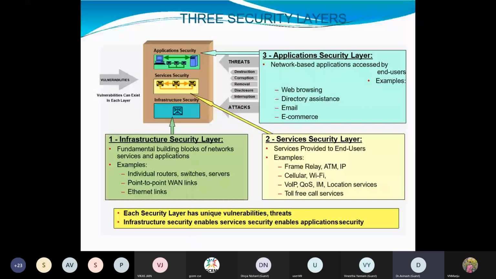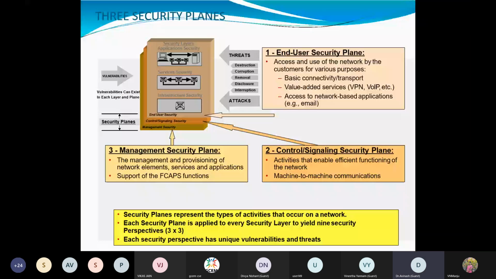Now, this we have already discussed, that is the three security layers. Now we discuss the three security planes. First plane is called the end user security plane. The second plane is called the control signaling security plane. And the third one is called the management security plane. The first plane, the end user security plane, is for the access and use of the network by the customers for various purposes, for example, the basic connectivity, the transport, and the value-added services. All these things are for the end user security plane.